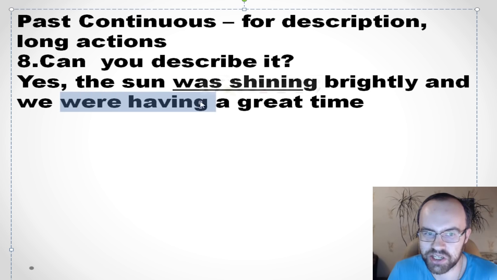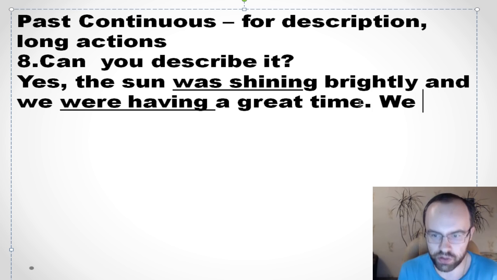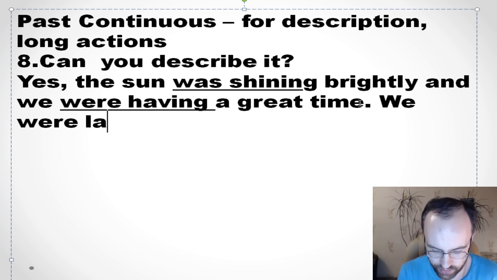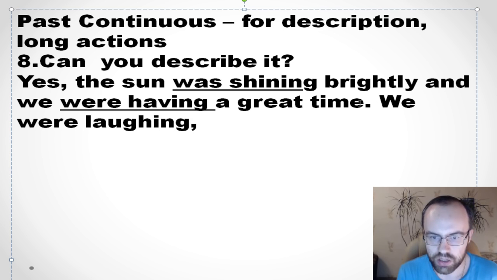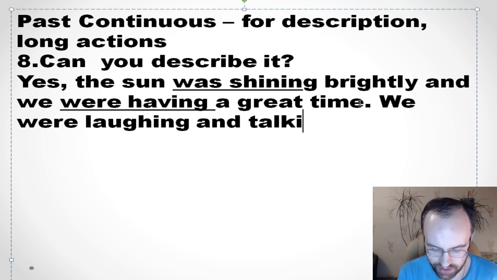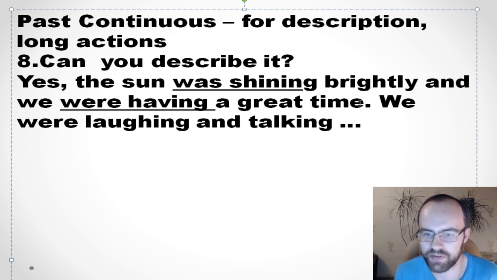So maybe you can continue. How can you continue? You can say that maybe we were laughing, or maybe we were laughing and talking, and so on. So it's past continuous when you describe some situation in the past. Good, very good, my friends.